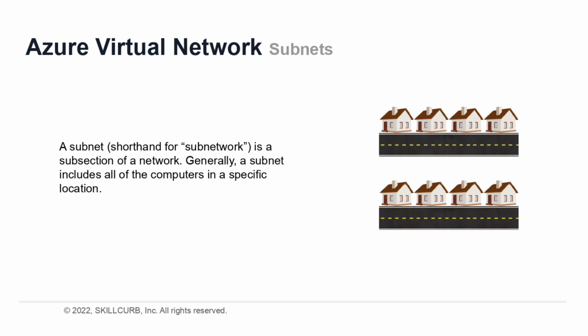Let's take a look at subnets. A subnet, which is shorthand for subnetwork, is a subsection of a network. Generally, a subnet includes all of the computers in a specific location. Let's understand this using the neighborhood analogy, where houses represent computers, and all houses on the same street in a neighborhood would then be a subnet within that neighborhood. There are two types of subnets, public and private. We'll be looking at those in detail later down the road.